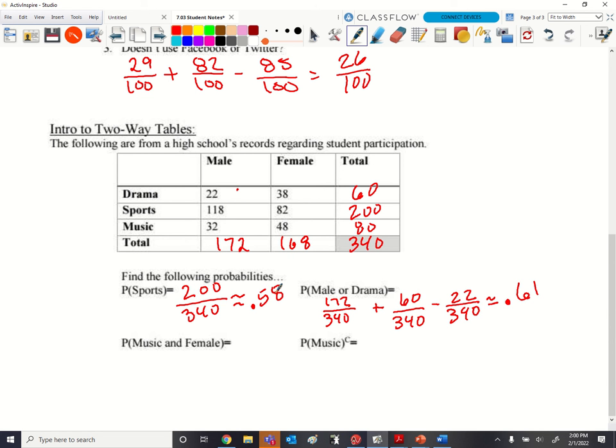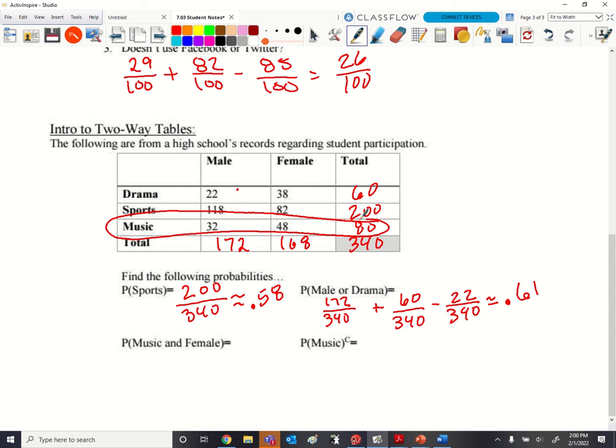Music and female. Okay, so music. This is actually a lot easier to do it like this now. It's a lot easier. Look in the music category. Only music category. So we're only looking at the music category here, right? And female. How many are music and female?